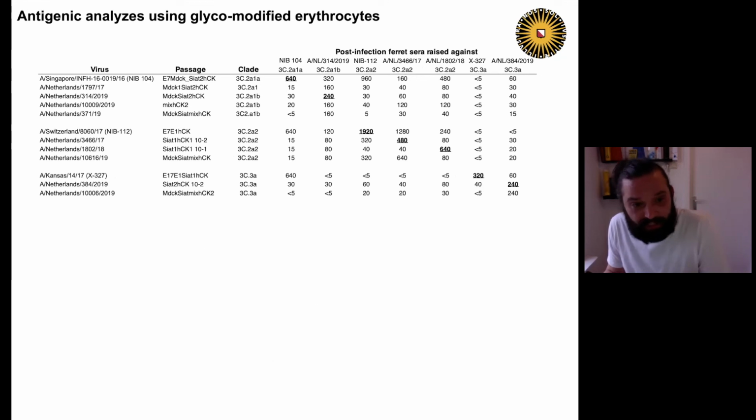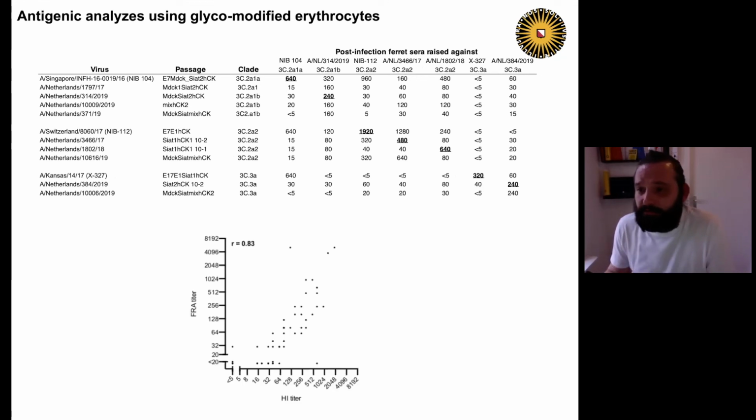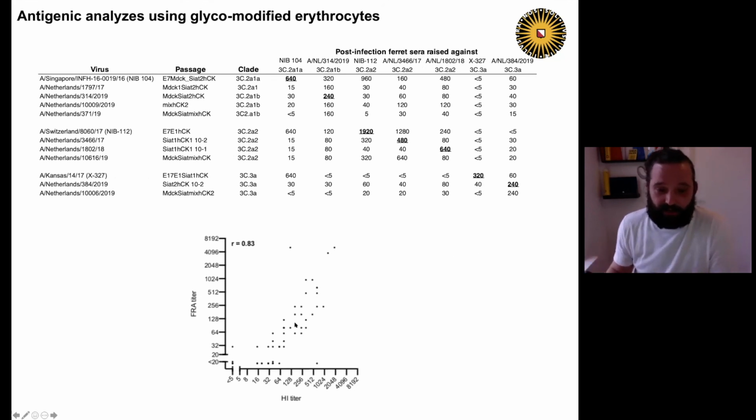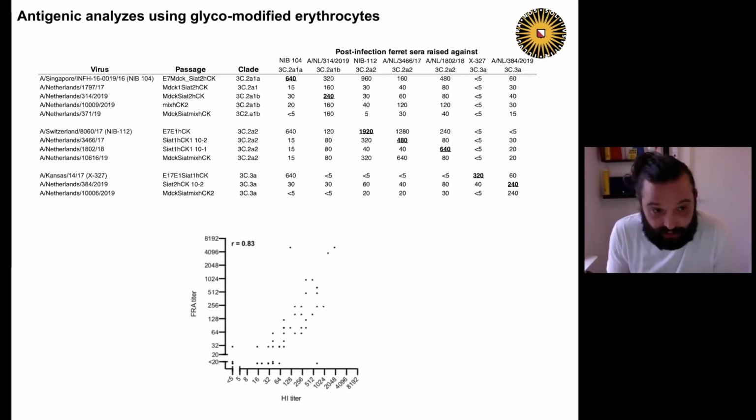We actually did the exact same experiment in the focus reduction assay, where you use serum dilutions for infection of MDCK cells: exact same sera, exact same viruses, and we compared the focus reduction titers with our HA titers. I didn't draw an exact line through it, but I hope you can appreciate that the correlation is very high. So we can now do hemagglutination inhibition assays for contemporary H3N2 viruses again.